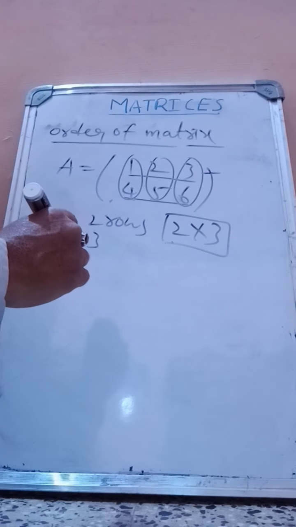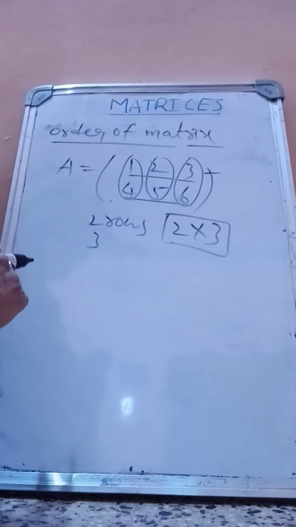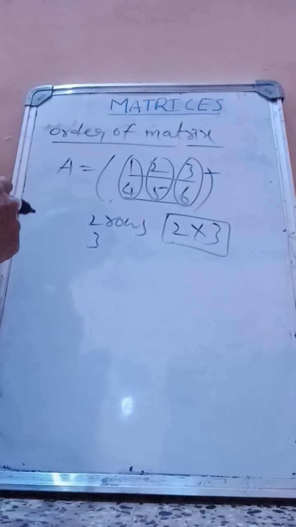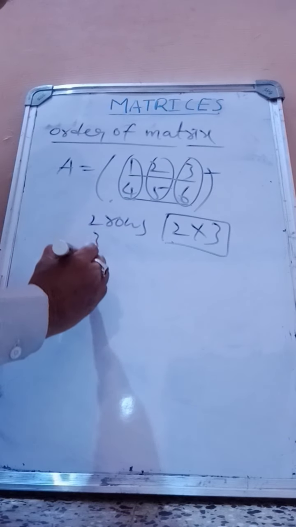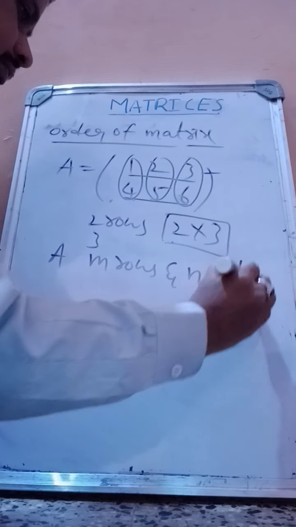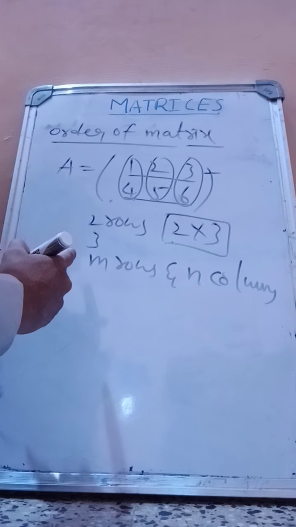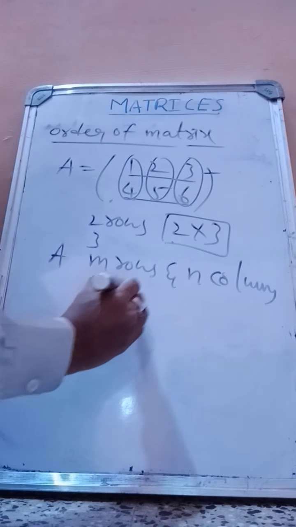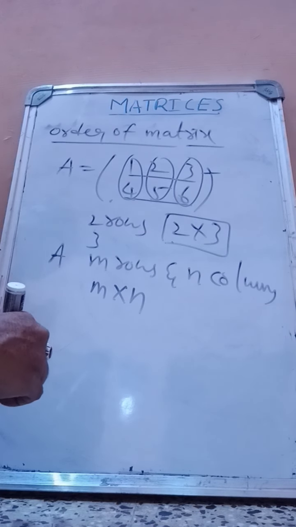Okay? So what is the generalization for the order of the matrix? First we have to calculate the number of rows in the matrix and the number of columns in that matrix. Then we can write. Let us consider a matrix that contains m rows and n columns. Then the order of the matrix can be denoted as m by n. It can be read as m by n. Okay, this is the order of the matrix.